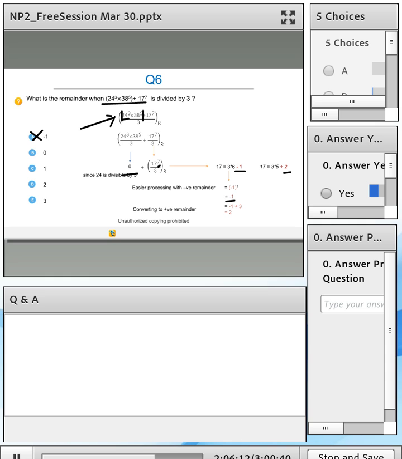How do you know if your divisor is 3 or 6? I'm reading the question here. The divisor is 3. It's not 6 here. 3 is the divisor here, and 6 is the quotient here.